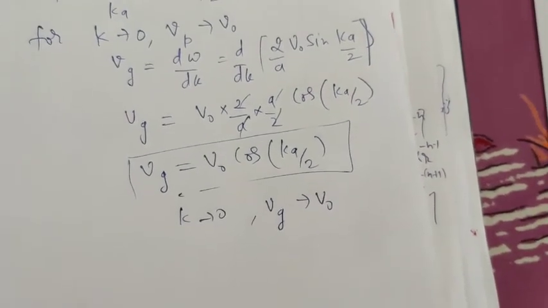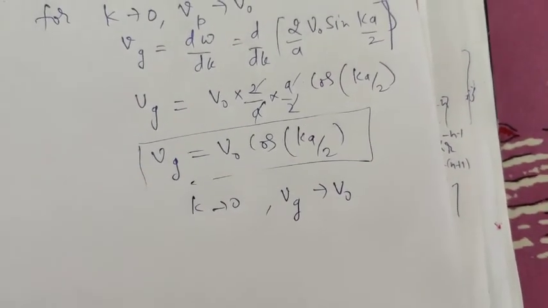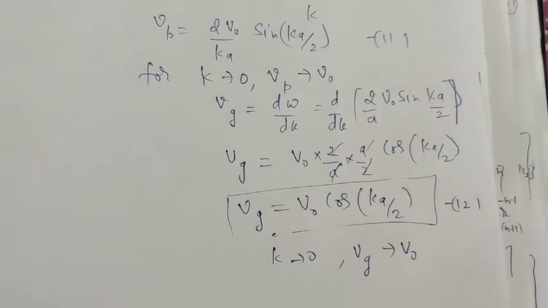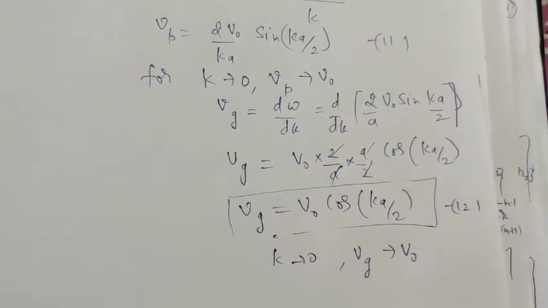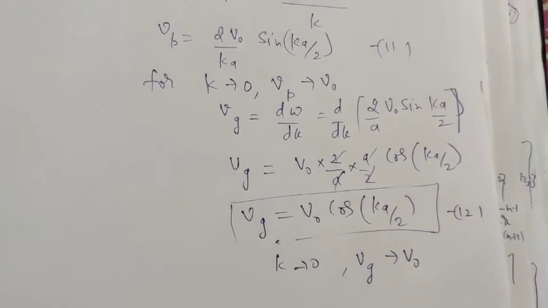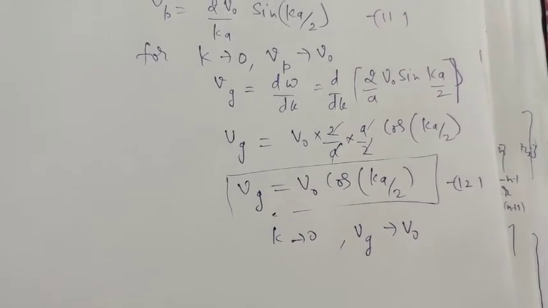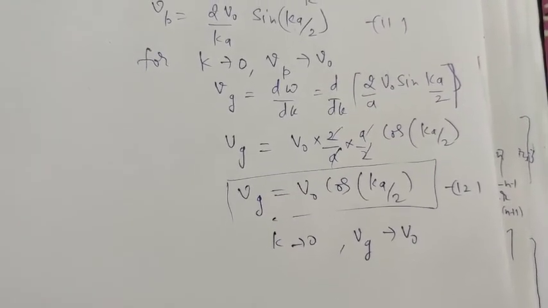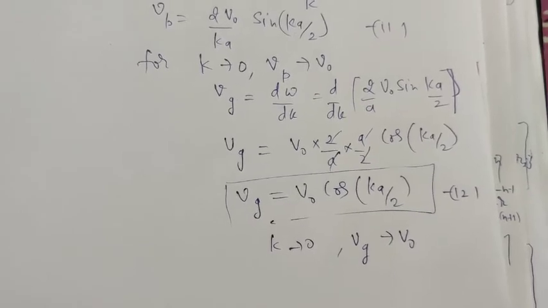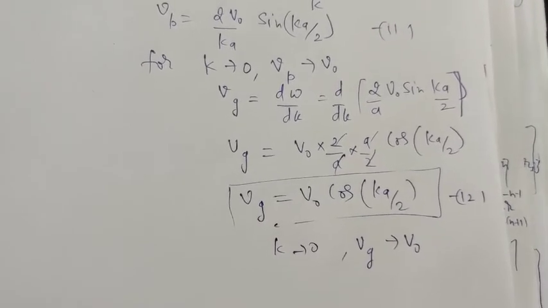Hence from equation 11 and 12 it is clear that when k approaches 0, the phase velocity becomes equal to that of the group velocity. Otherwise, Vp and Vg are functions of k.